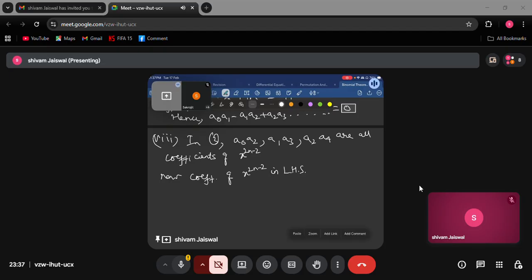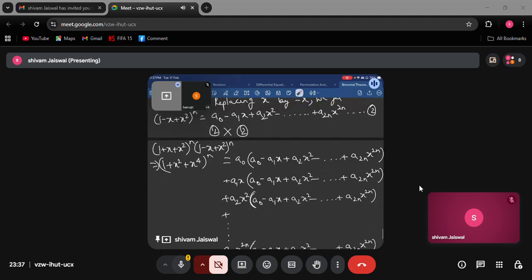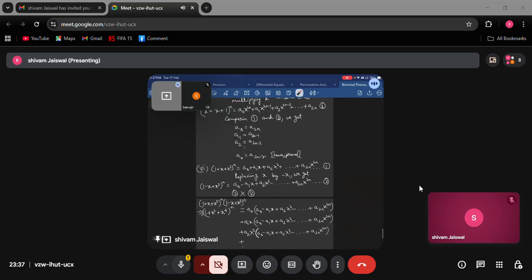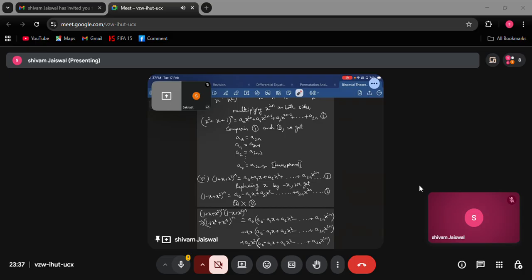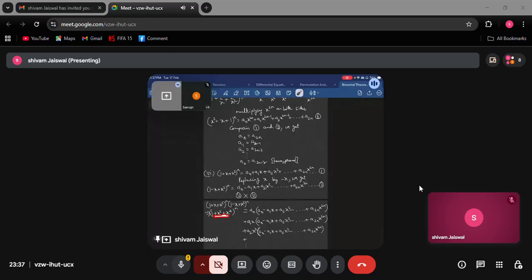You can write x to the power 2n minus 2 as x to the power n minus 1 whole squared in LHS. So somebody tell me quickly, what is the coefficient of x to the power 2n minus 2 on the left hand side? Means x to the power n minus 1 whole square. Compare it with the original equation. I need x to the power n minus 1. Remember, that is the coefficient of x to the power n minus 1 in the original equation.